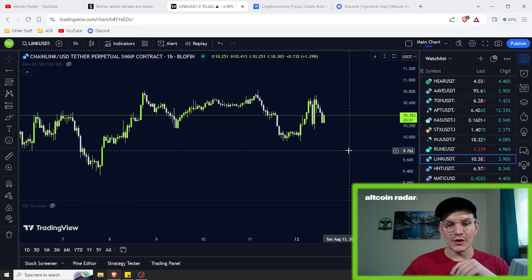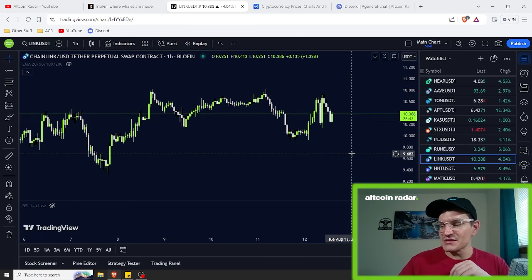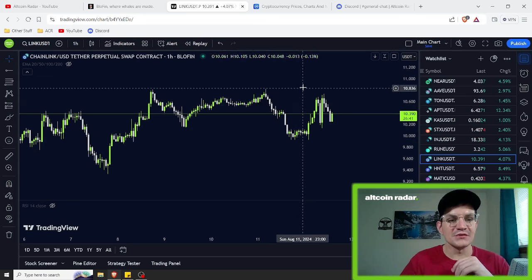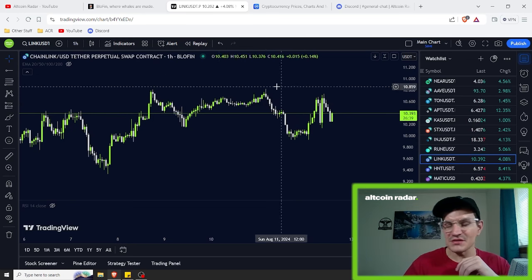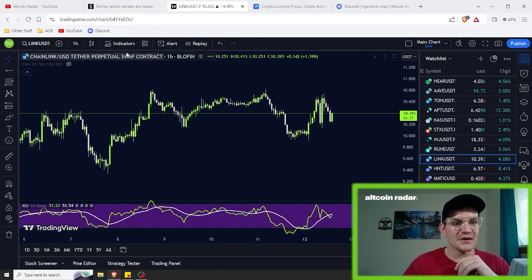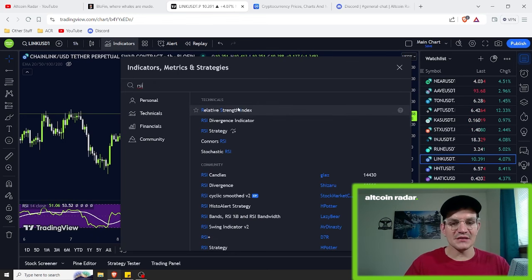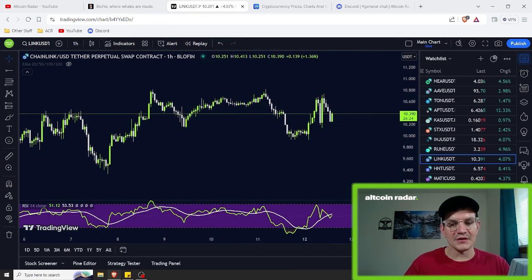All right, guys, so we are on the 1-hour chart, and the first indicator that I'm going to show you guys how to get started with is going to be the RSI indicator, all right? If you don't know what it is, you can go to indicators up here in TradingView and type in RSI, and it is basically the relative strength index. You'll just click it and it will add it to your chart down here, all right?